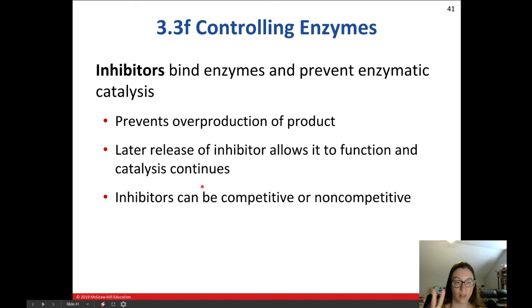Now, there are two types of inhibitors we'll talk about, and I think Bozeman Science, that I linked as an Edpuzzle, goes through enzymes pretty well, and it talks about these different types of inhibitors.